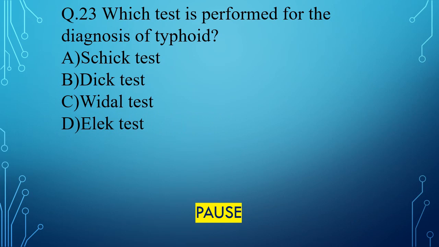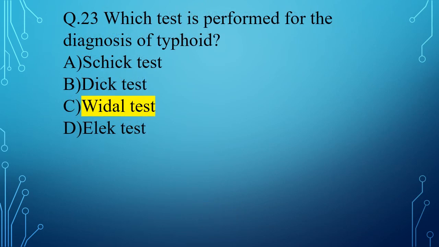Question number 23. Which test is performed for the diagnosis of typhoid? Option A, SIC test. Option B, Dick test. Option C, Widal test. Option D, Elek test. So the right answer is Widal test. So in typhoid, Widal test is done.